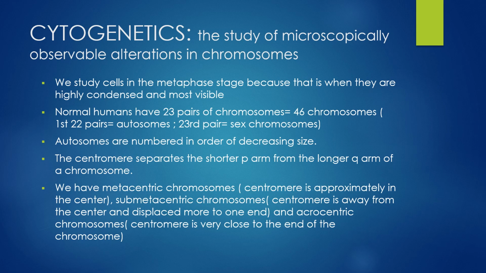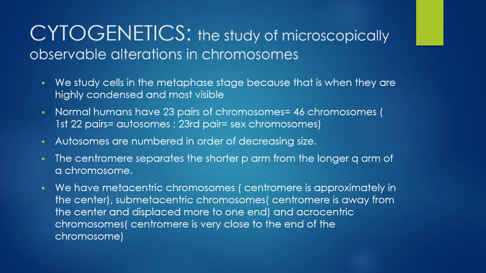The centromere is what separates the shorter P arm from the longer Q arm. If you ever get confused as to which arm is long or short, when you think of P arm, think of the French word petite, because that is what they use to actually name the short P arm of the chromosome. We have different types of chromosomes based on the location of their centromere.